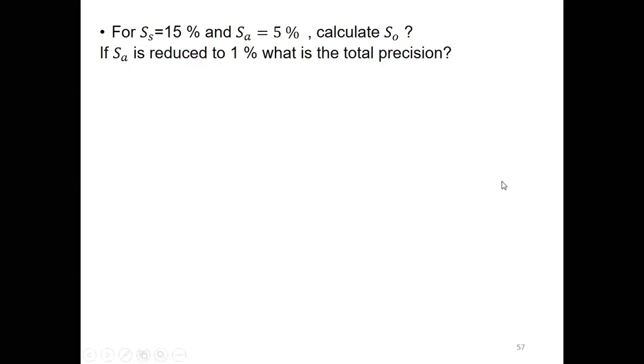Okay, so this is easy. You just need to substitute values to SA and SS, but make sure you divide the numbers by 100 when it is given as a percentage.